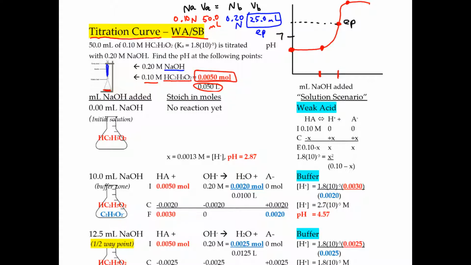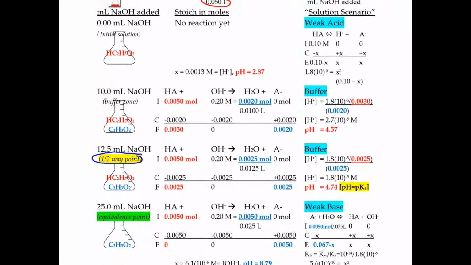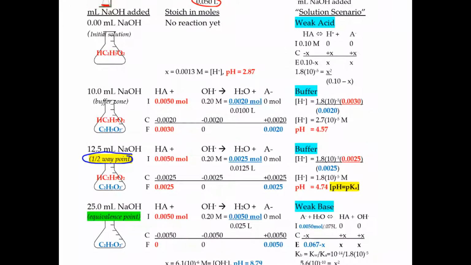Whenever you use this NAVA equals NBVB, you're trying to find the equivalence point. So right away you know that 25 is the equivalence point, so 12.5 is the halfway point, and this is 0. And so you could see that right here. The halfway point is 12.5, and then the equivalence point is 25. You kind of want to get your bearings in a titration before even starting the problem to know at what point of the titration you're doing your calculations.